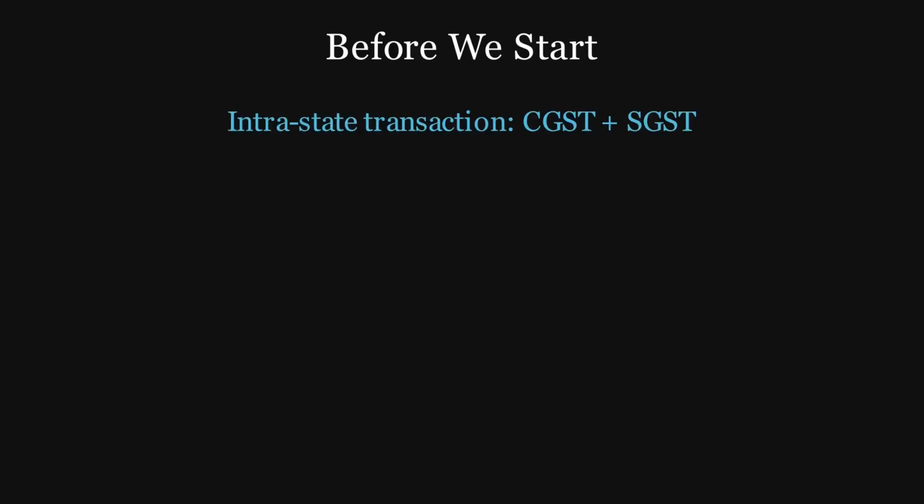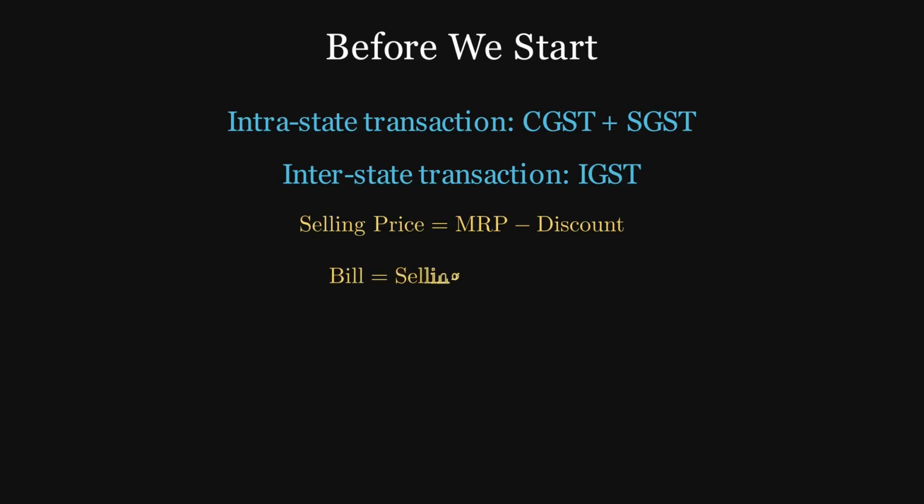If the transaction is within the same state, it is called an intra-state transaction. In an intra-state transaction, GST is divided into two parts, CGST and SGST. For example, if GST is 18%, then CGST is 9% and SGST is 9%.